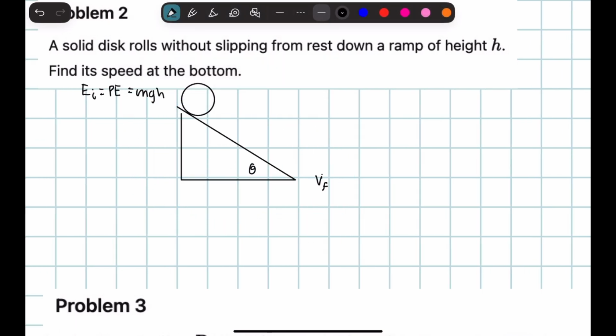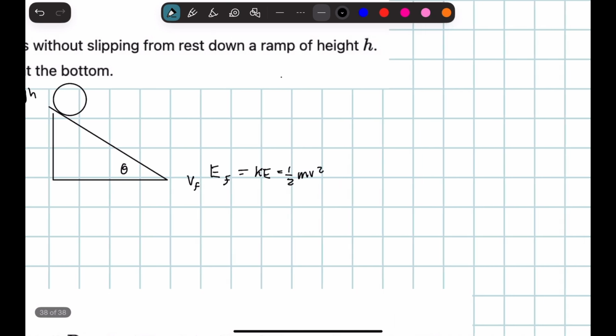And then here we know that EF, that we're going to have EF, right? So that EF is going to be all kinetic energy again. And then this is going to be equal to 1/2 mv squared, right? So we can use energy conservation and write this as one expression so we can solve it as an equation. So using energy conservation, we know that E initial is equal to EF.